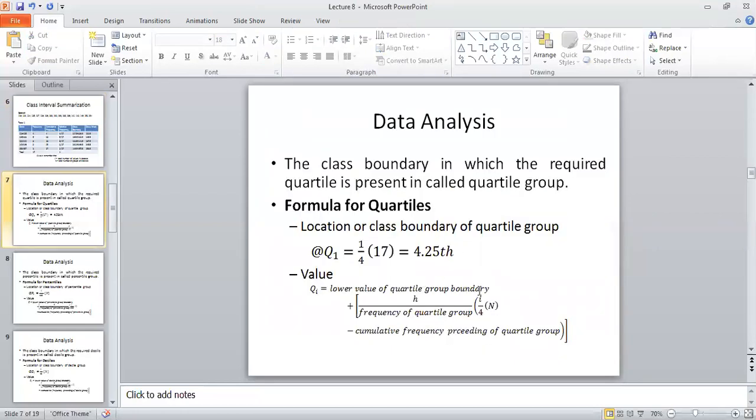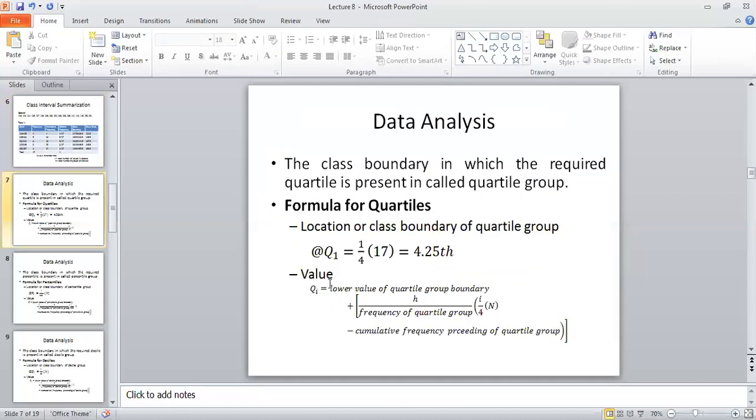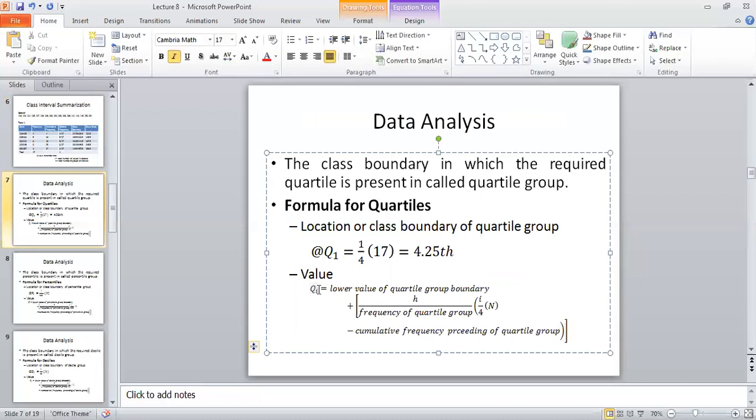The lower value of the quartile group boundary is the first thing. Since we have determined that the second class interval includes this lower value of the class boundary, which is 125.5. Firstly, we replace i with 1, indicating that we want to find the quartile 1 value. And the lower value of the quartile group boundary is 125.5, as we just saw in the table.